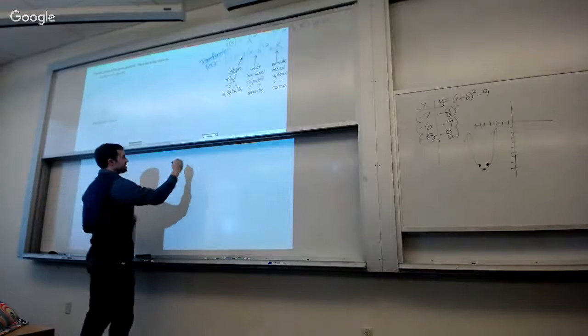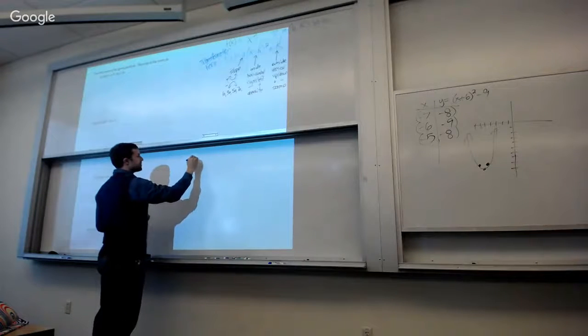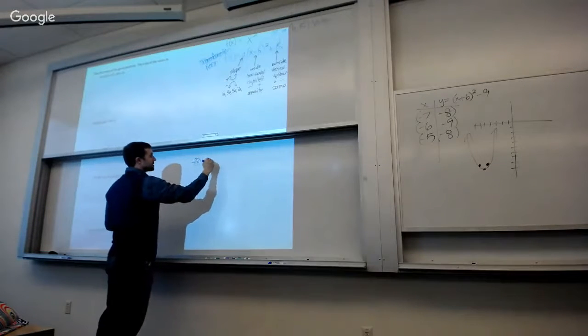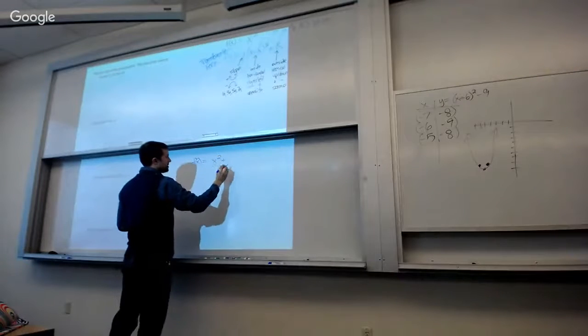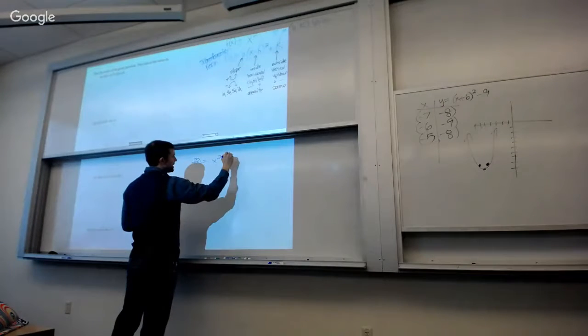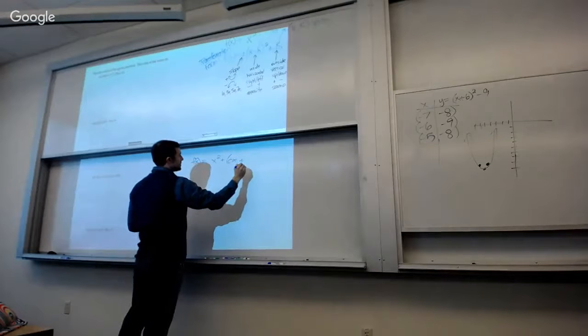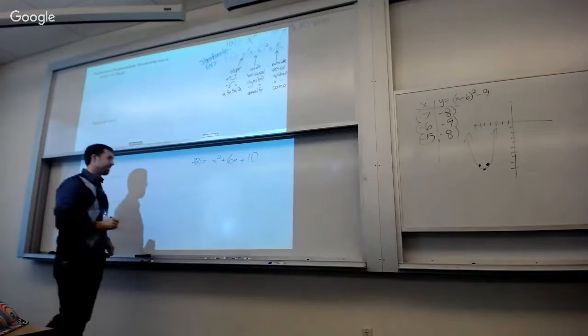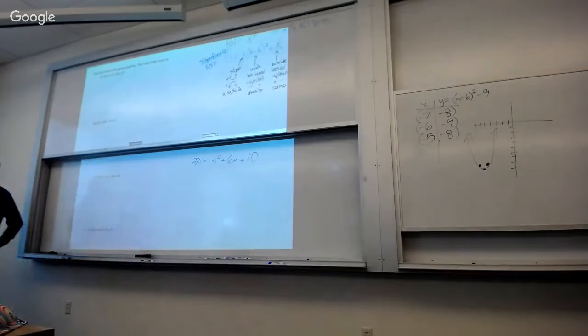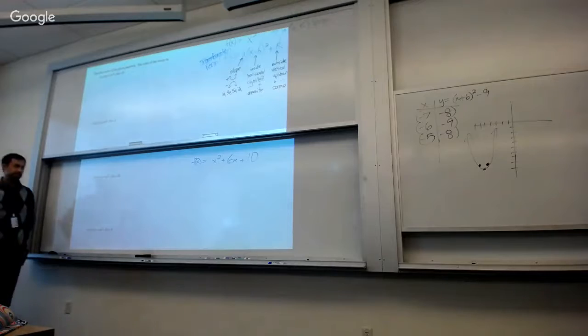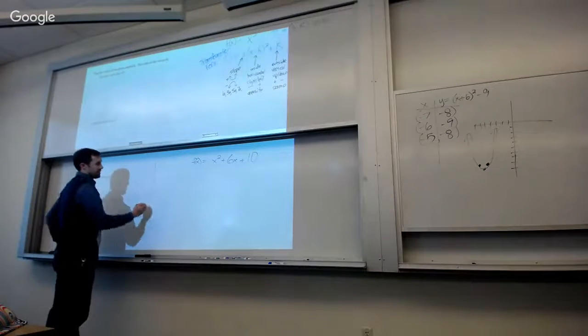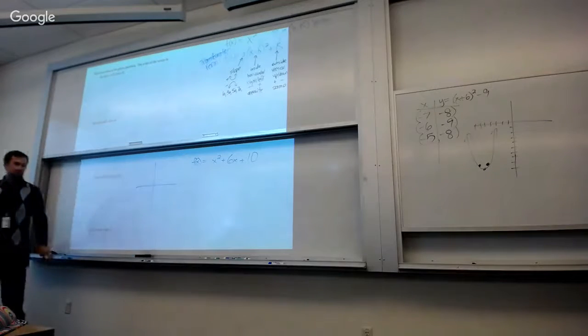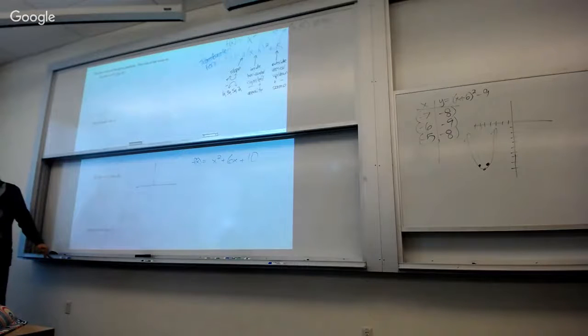And everyone write down the function x squared plus 6x plus 10. Is that transformation form? No, it's not transformation form. So do I know where that graph is? No, not yet. I don't know where that graph is.